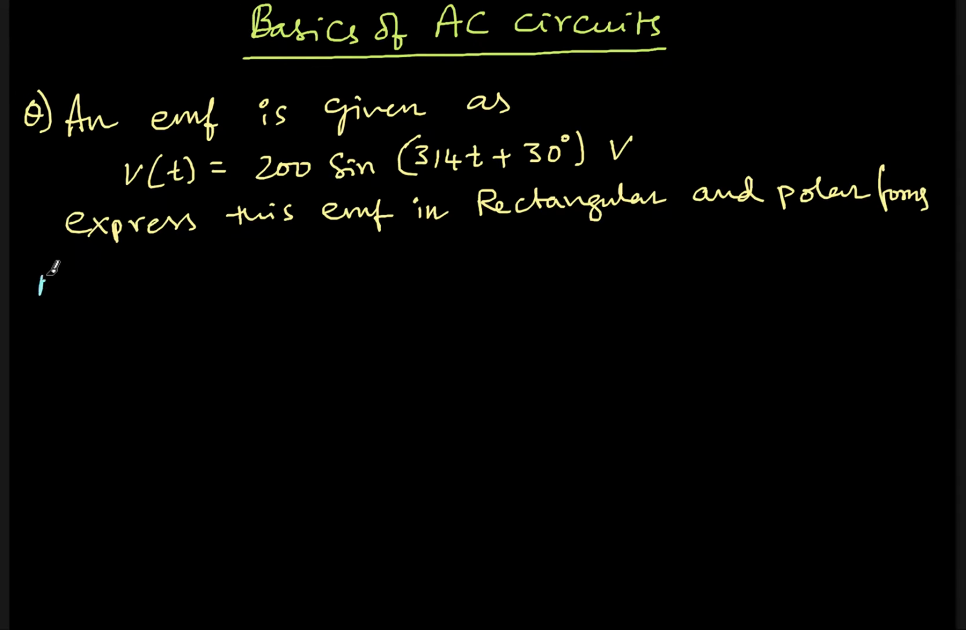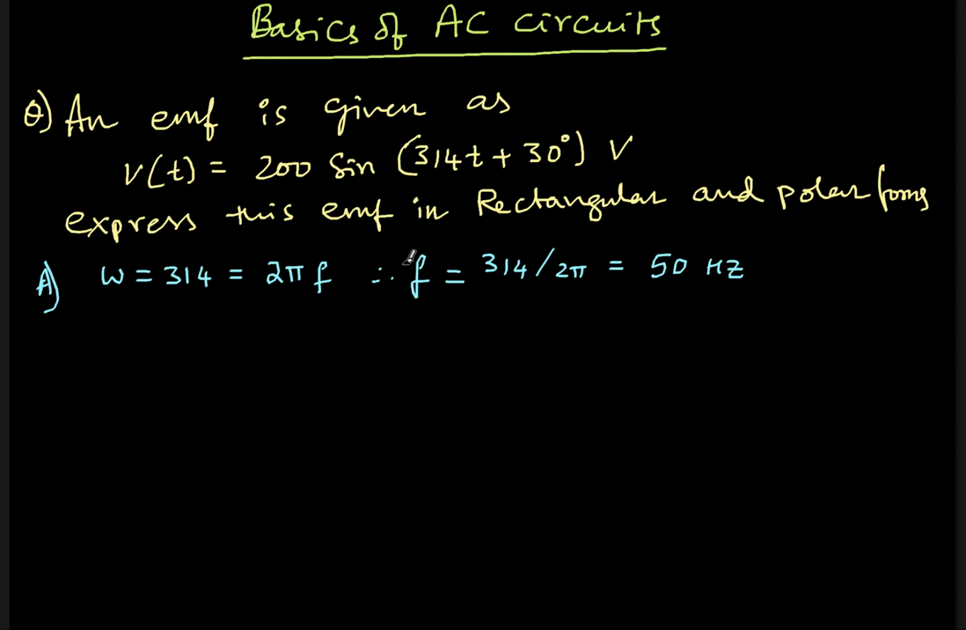Now I'll answer this. So this 314 is omega. Omega is 314, which is also equal to 2 pi f. And therefore, if you want to know what f is, simply divide omega by 2 pi. So 314 by 2 pi. If the pi value is 3.14, then you get 50 hertz. Although it is not asked in the question, I'm just saying for your information how to calculate the frequency of a given AC waveform.